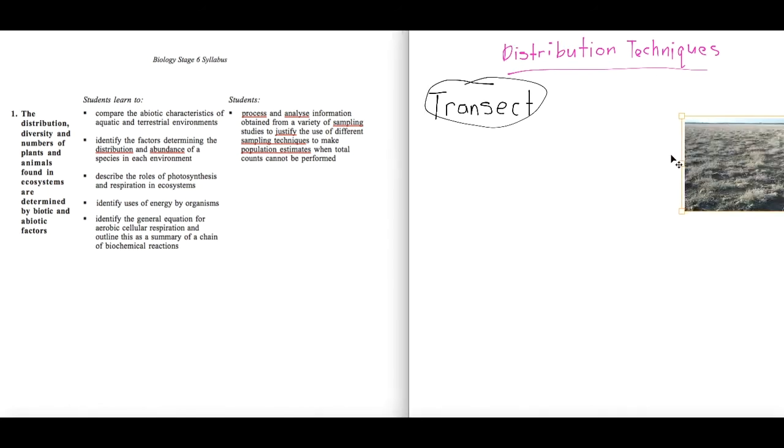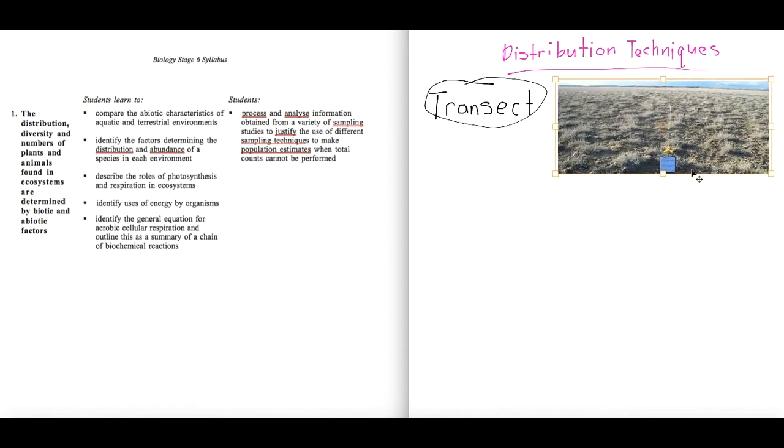So what is a transect? Well, this is an example of a transect. So basically the idea is to have a line which cuts right across the area being studied. So you can see in the middle here there's this piece of string, and the line could be made of anything. So it could be string, or it could be, for example, those marker sticks which can be hammered into the soil.